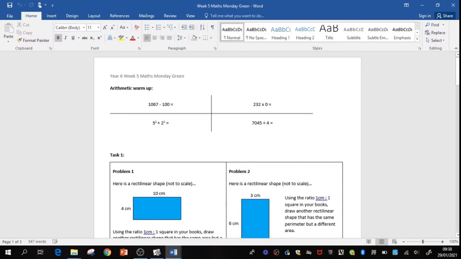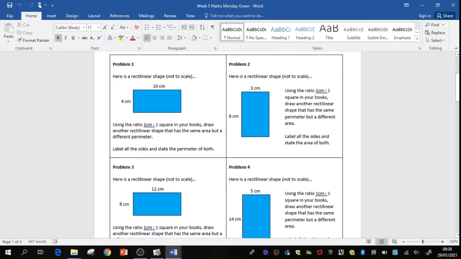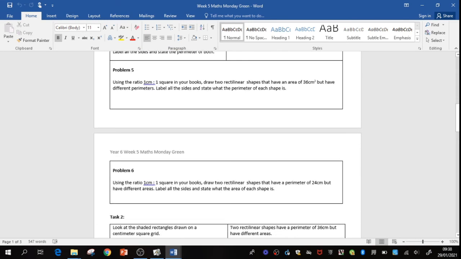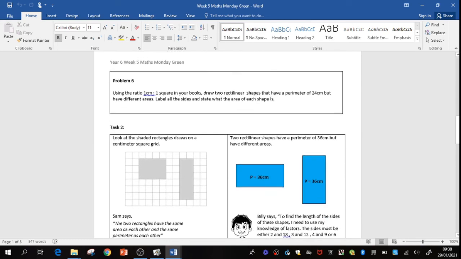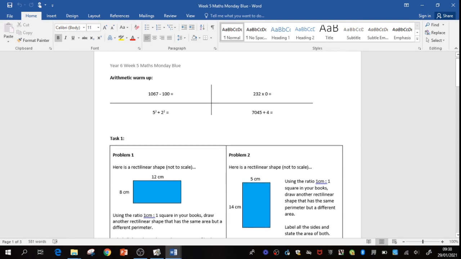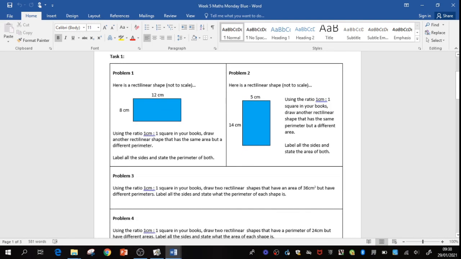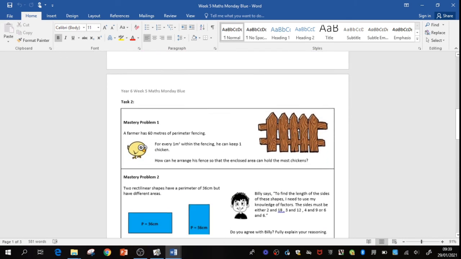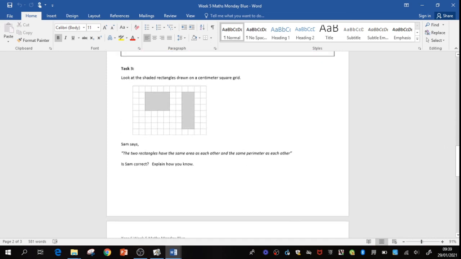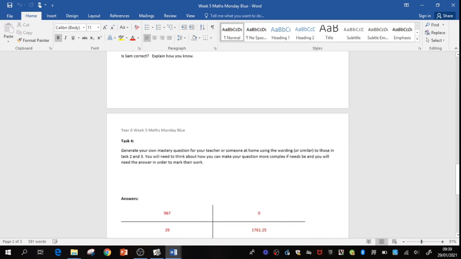Now if you are green group, you have some problems where you are going to be drawing some new shapes with either the same area or different perimeter or vice versa. You've got a couple of problems where I don't give you the picture of the shape, so it might help drawing it first. And then you have a couple of problems to solve at the end, which is going to get you to think in a slightly different way. If you are in blue group, you have slightly fewer problems to start with. I've put in a couple of mastery problems for you to have a go at, and then you have some problems to do at the end as well.